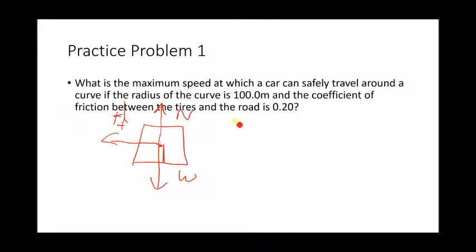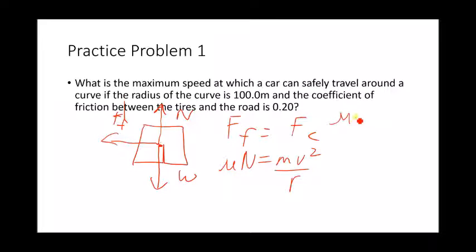So to work this problem, we're going to set the frictional force equal to the centripetal force. We know that the frictional force is equal to the coefficient of friction, mu, times the normal force. And we know that the centripetal force is equal to mv squared over r. So since we're on flat ground, we also can assume that the normal force is equal to the weight.